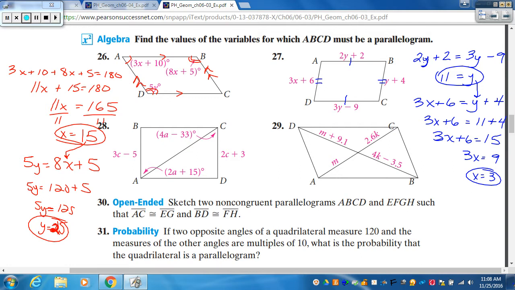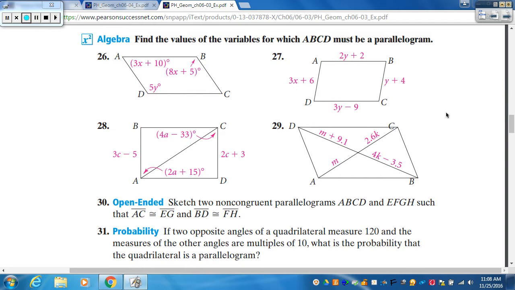Okay? All right, now, in looking at number 28, obviously the opposite sides are congruent, so I'm going to go ahead and mark those two congruent to each other. So we know what the equation for c will have to be. 3c minus 5 equals 2c plus 3. Okay? And I'll let you guys go ahead and solve that one. I think that's pretty straightforward there.